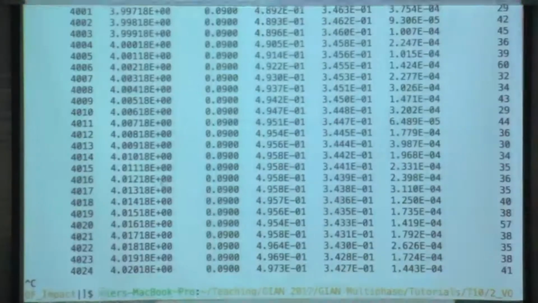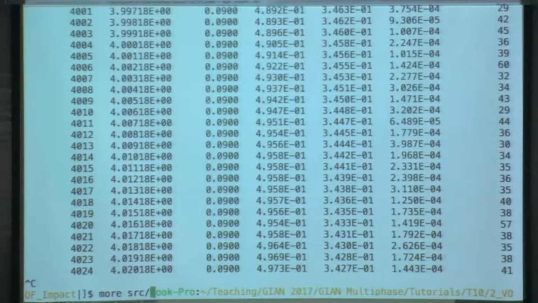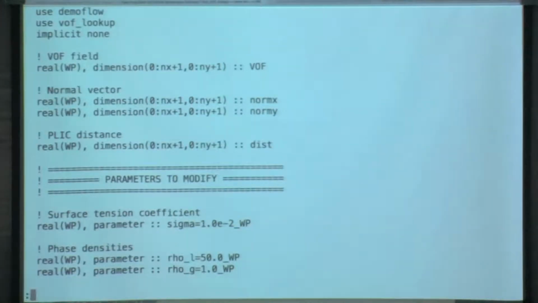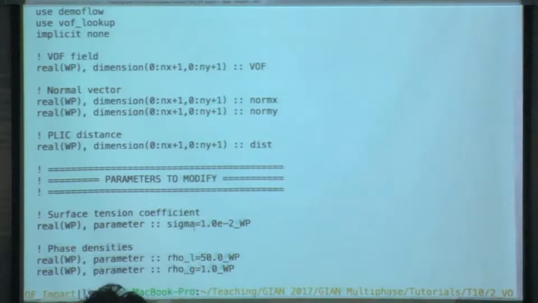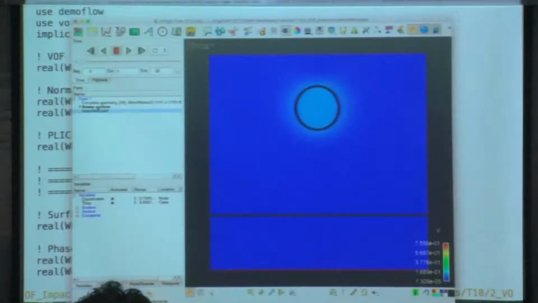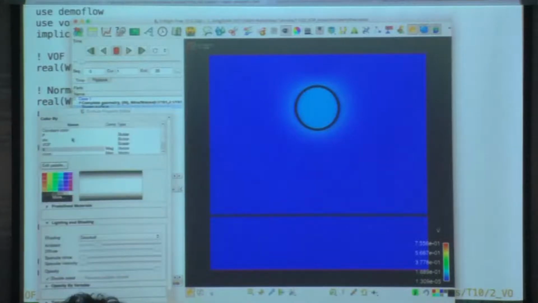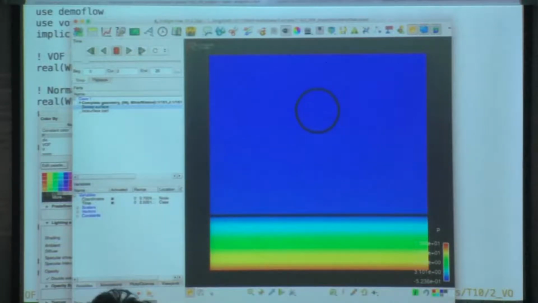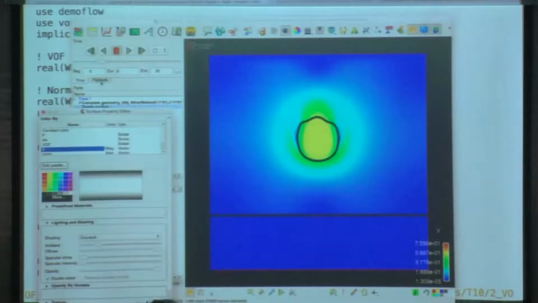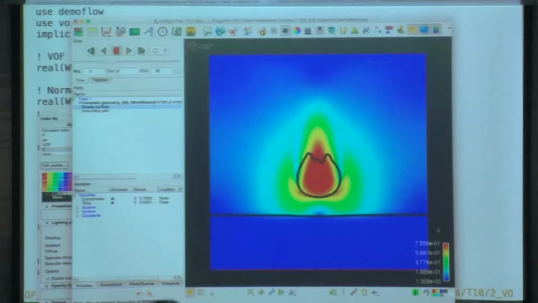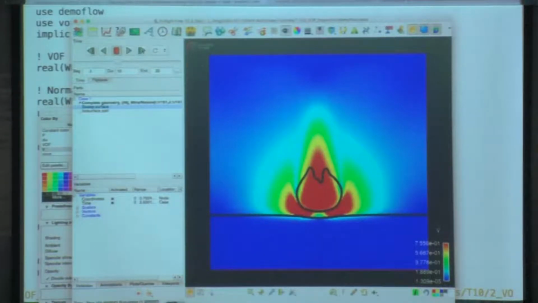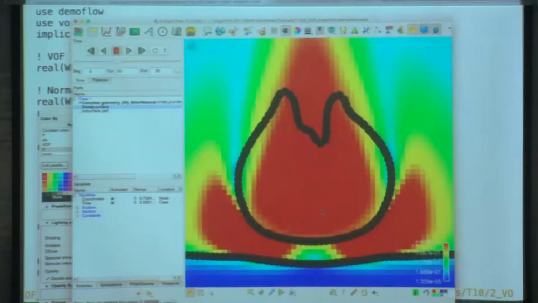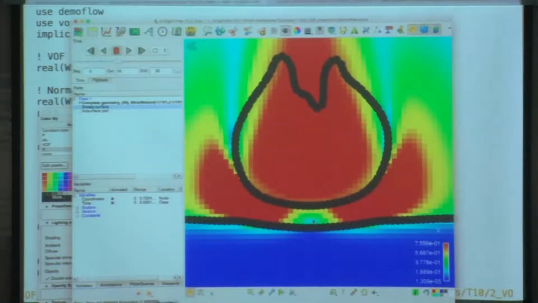So I don't know what the density ratio is, so let me take a quick look at what it is. The density ratio is 50. This is a gravity-driven flow. We should be able to see, if we look at the pressure, for example, yeah, you can see that there's a hydrostatic pressure distribution within the liquid. The droplet accelerates down due to gravity. This is the draining of this gas film problem that we were talking about this morning.